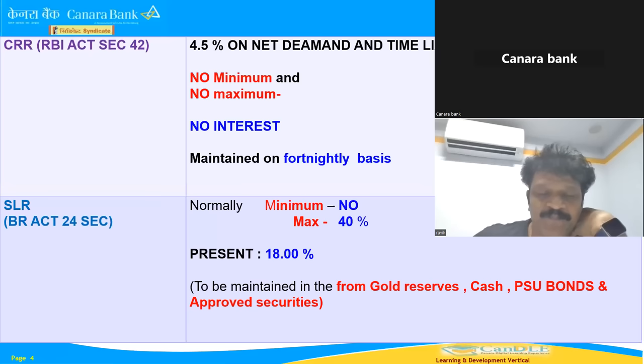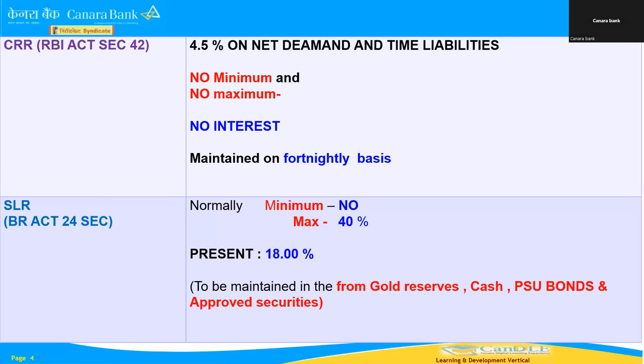Recently in the news, you might have heard that Reserve Bank of India wants to increase cash reserve ratio, but later they have dropped the decision. Now presently it is 4.5% of net demand and time liabilities. Demand is CASA, time liabilities is your term deposits, FDs, KDs. On whatever deposits you have received from your customers, for example, you have 100 crores deposits from CASA and term deposits, on that 4.5%, maybe 100 rupees means 4.5 rupees, you have to keep with RBI.